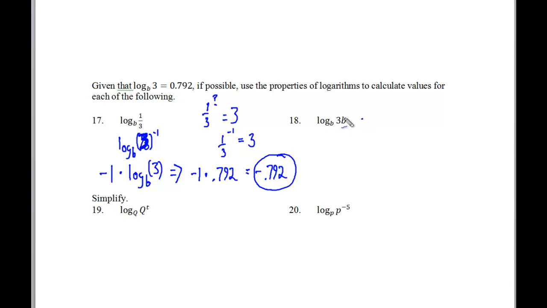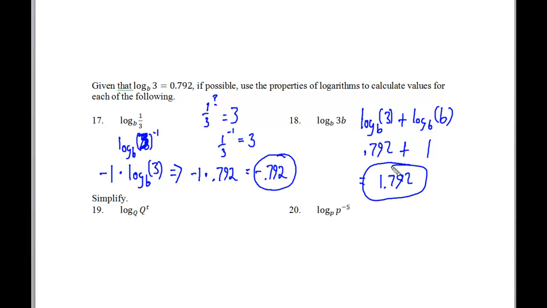Now in problem 18, what you will do is you'll split this up, because this is a product, so we'll use the product rule. So this gives me log base b of 3, oh good, we need that, plus log base b of b. Well, log base b of b is 1, and log base b of 3 is that decimal, 0.792, so our answer here is 1.792, or 1 and 792 thousandths.